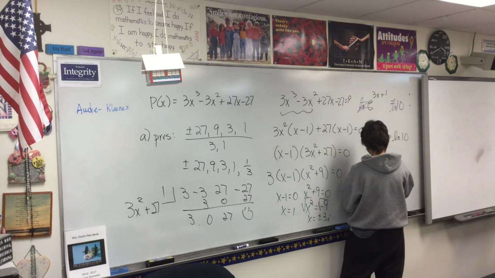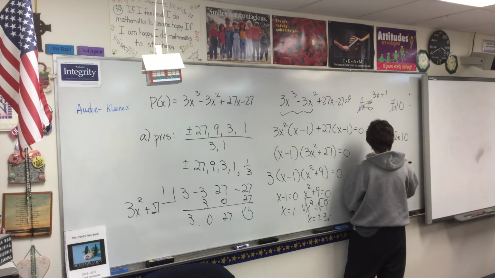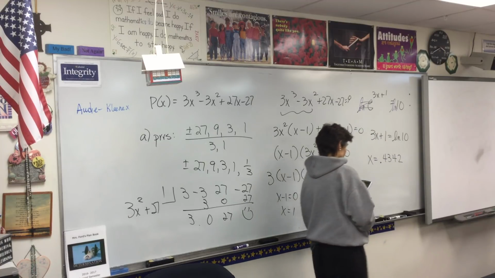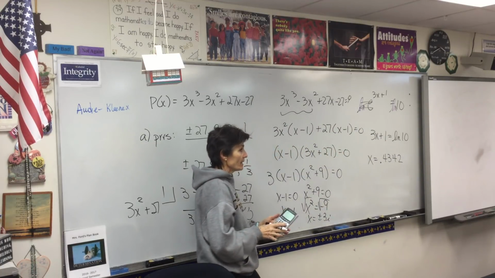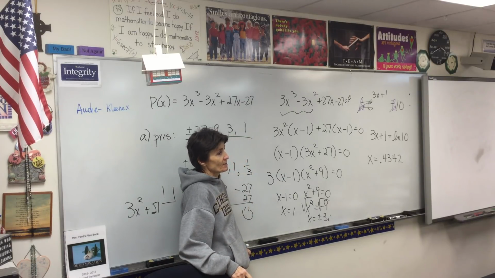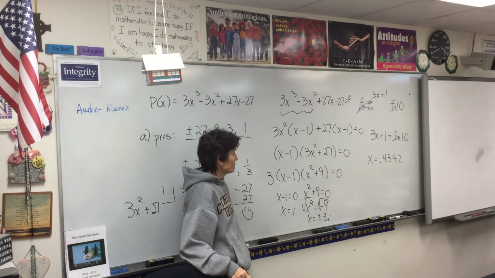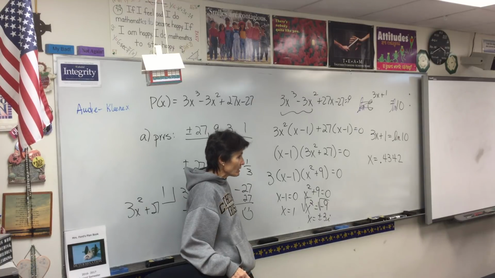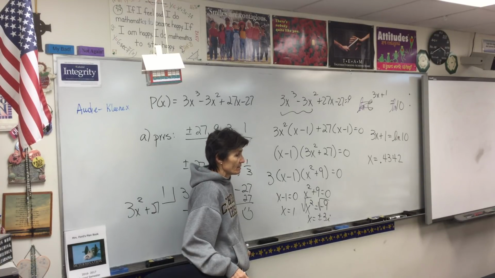Did you get 0.4342? No, do it again. Wait, ln 10. Do I need to close parentheses? Yes, of course you need to close the parentheses. ln 10 minus 1 equals, divided by 3, equals.